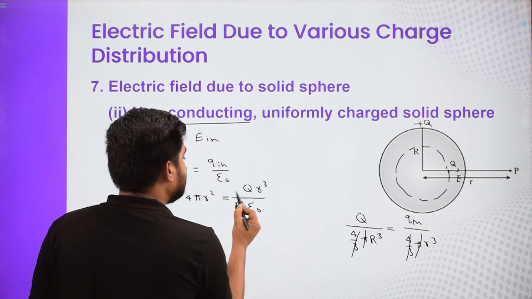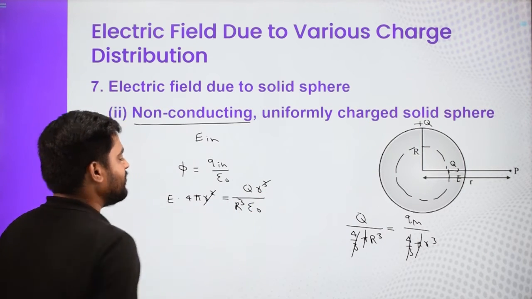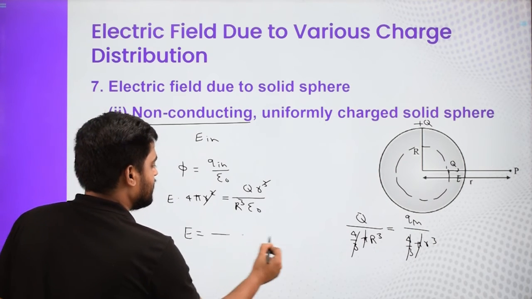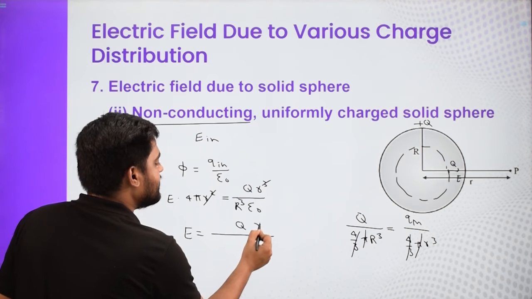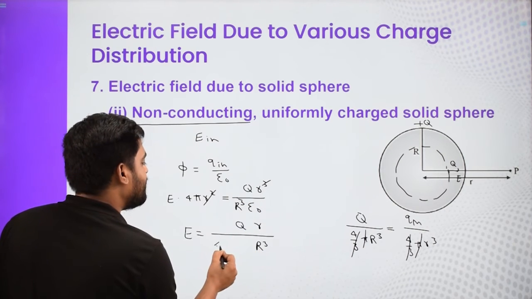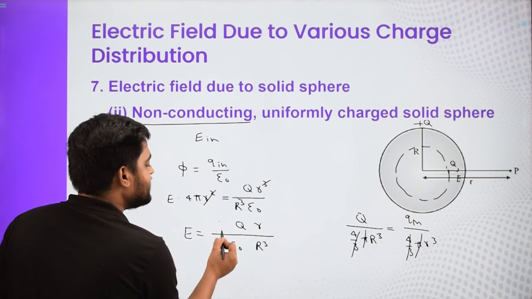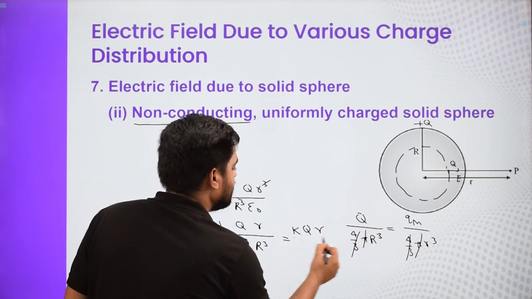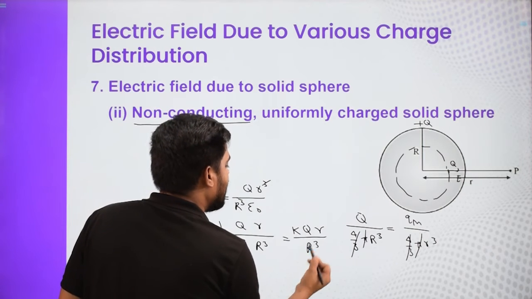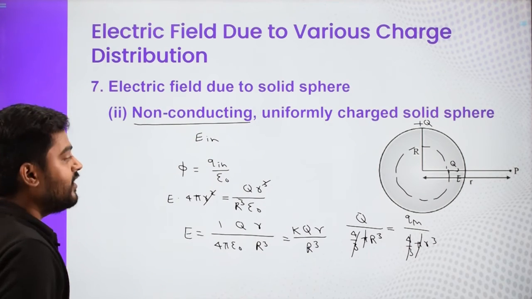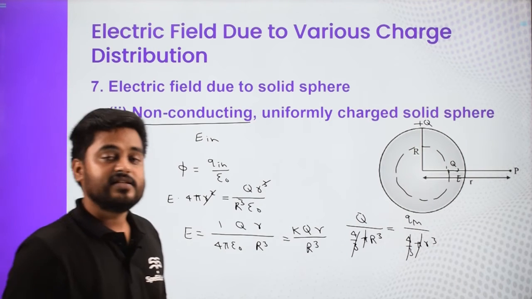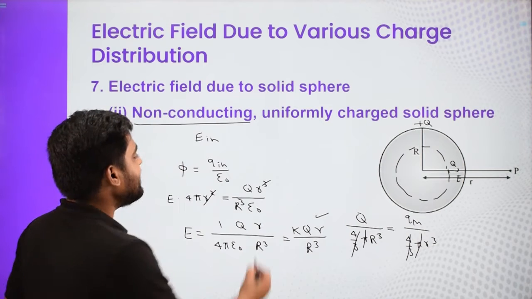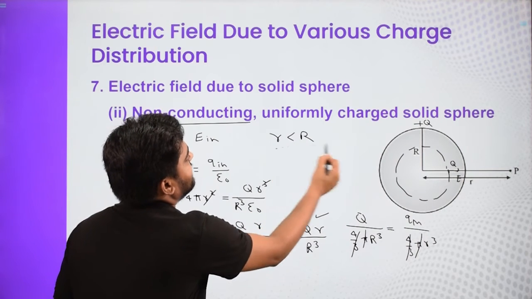So you can cancel this R square with R square from over here. 4 pi goes there, and we get E is equal to this Q R cube and 4 pi epsilon naught. And this 1 upon 4 pi epsilon naught is K. So we get KQR by R cube. And this is going to be the formula for electric field, which is the electric field for a point which is lying at R distance from the center, given that R is less than the radius.